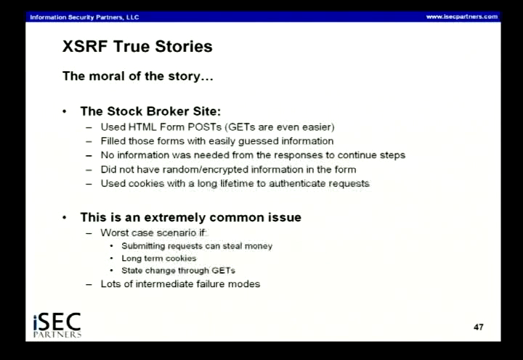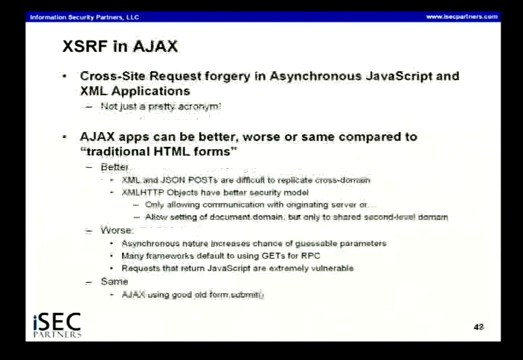There's nothing random or encrypted, and they had a long lifetime cookie that existed because this is really a probabilistic attack, that the guy clicked on the link, or clicked on the link in his email, or clicked on the link on yahoo.finance.com while his cookie was valid. And this is probably about the worst case scenario, and unfortunately, this kind of worst case scenario you see a lot.